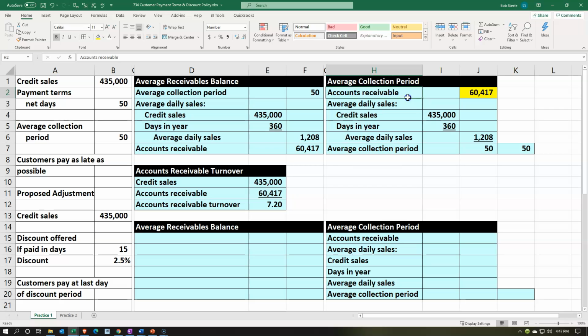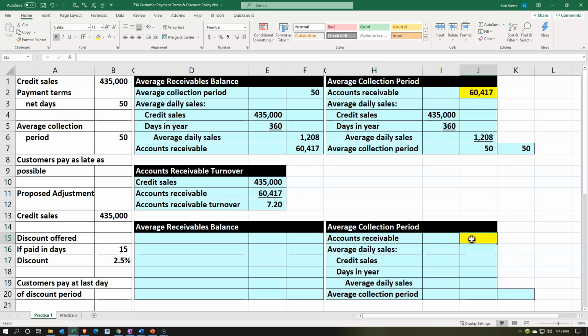Then I want to use the format painter for the entire section. So I'm going to select this entire blue area, go to the Home tab, clipboard, format painter, and then select this blue area, and it'll format paint the entire thing for us. So we have the same format there.